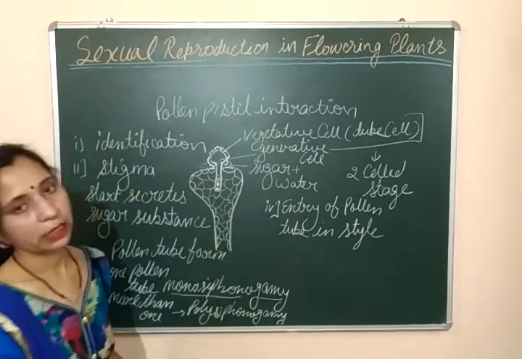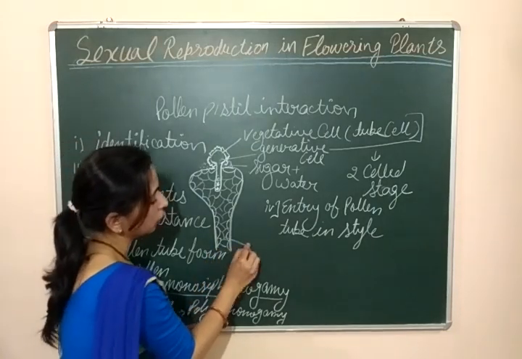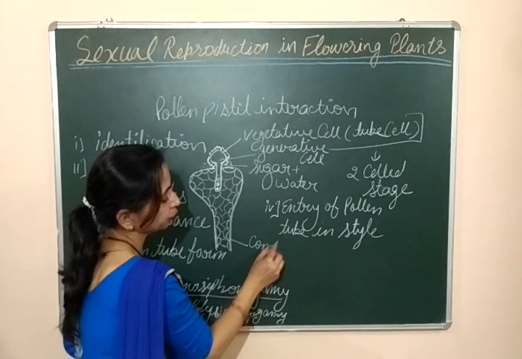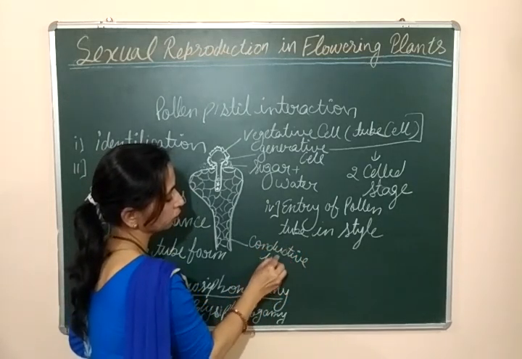Such type of style is known as solid style, and these tissues are known as conductive tissue. They form the conductive tissue.